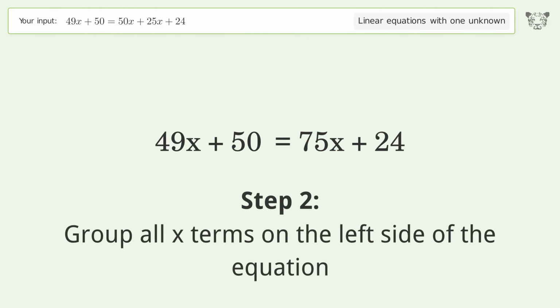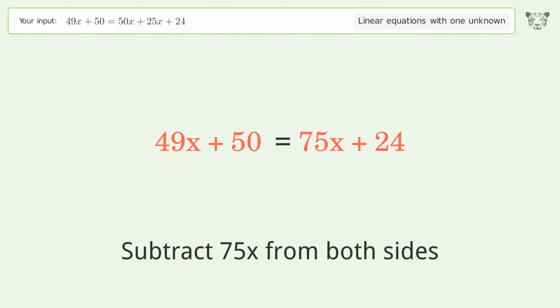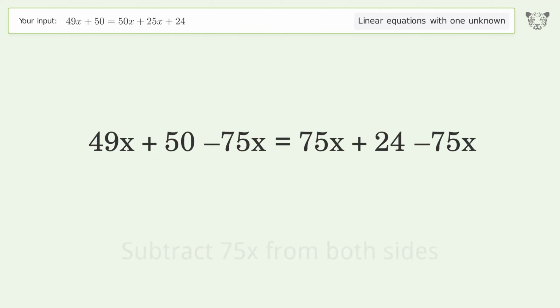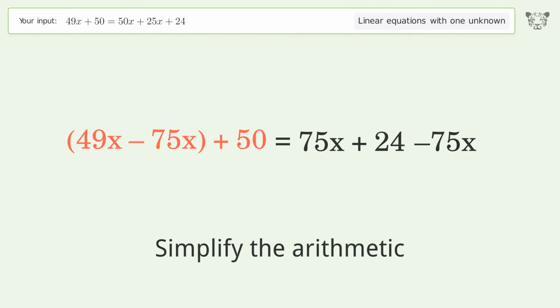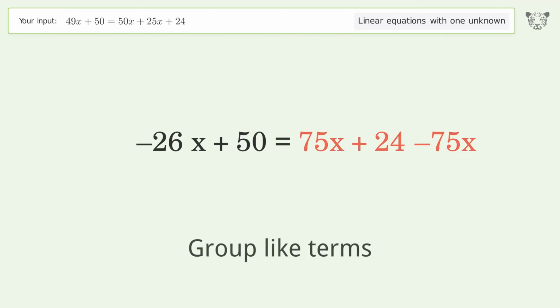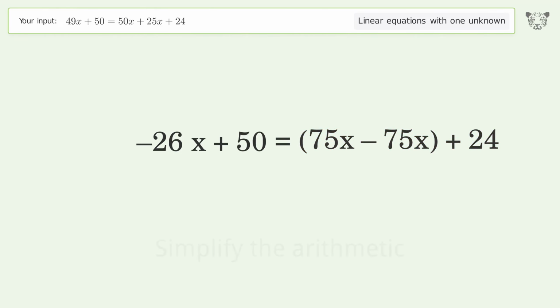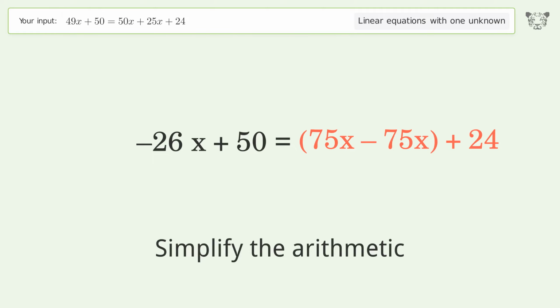Group all x terms on the left side of the equation. Subtract 75x from both sides. Group like terms. Simplify the arithmetic. Group like terms. Simplify the arithmetic.